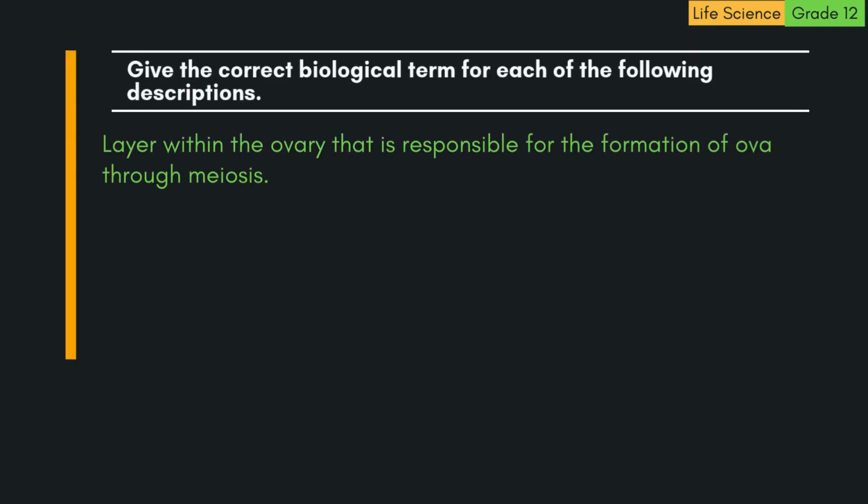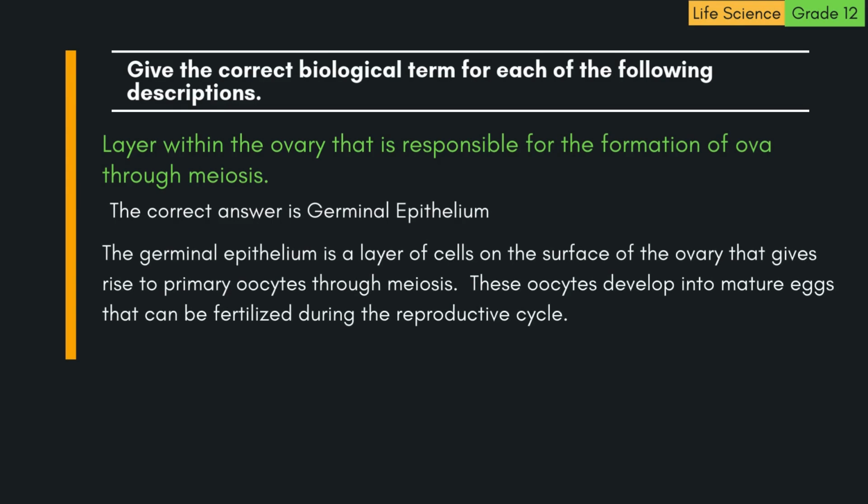Layer within the ovary that is responsible for the formation of ova through meiosis. The correct answer is germinal epithelium. The germinal epithelium is a layer of cells on the surface of the ovary that gives rise to primary oocytes through meiosis. These oocytes develop into mature eggs that can be fertilized during the reproductive cycle.